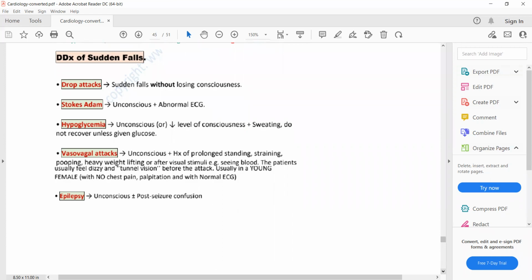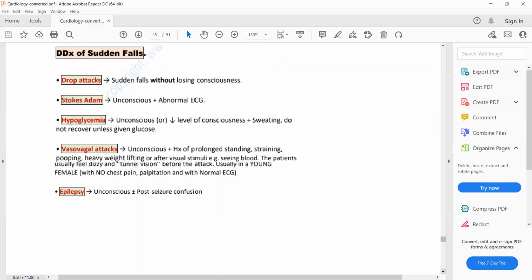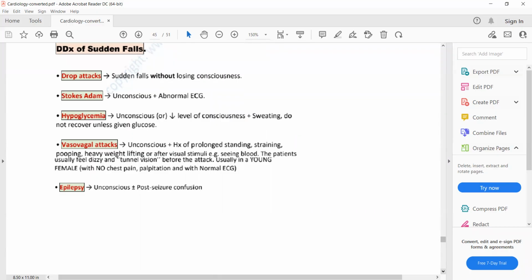Another cause of sudden fall is vasovagal attack. What is a vasovagal attack? The vagal system is stimulated, which leads to bradycardia and vasodilation and decreased blood supply to the brain. So in a vasovagal attack, the person can become unconscious as well.